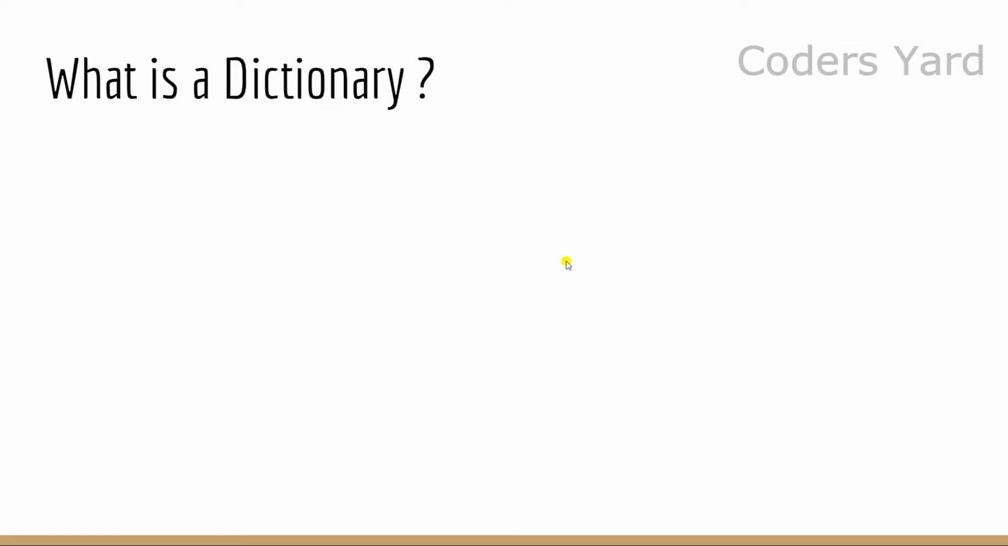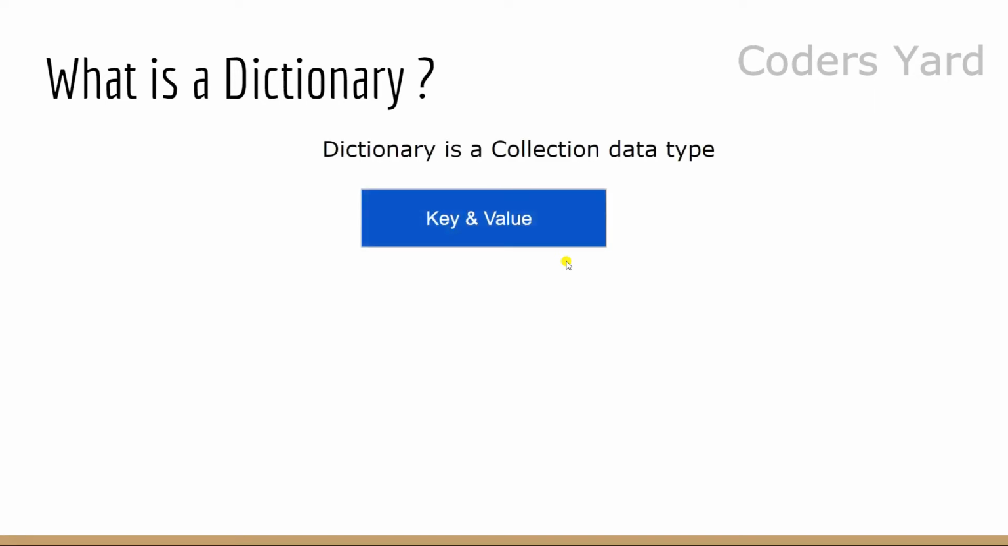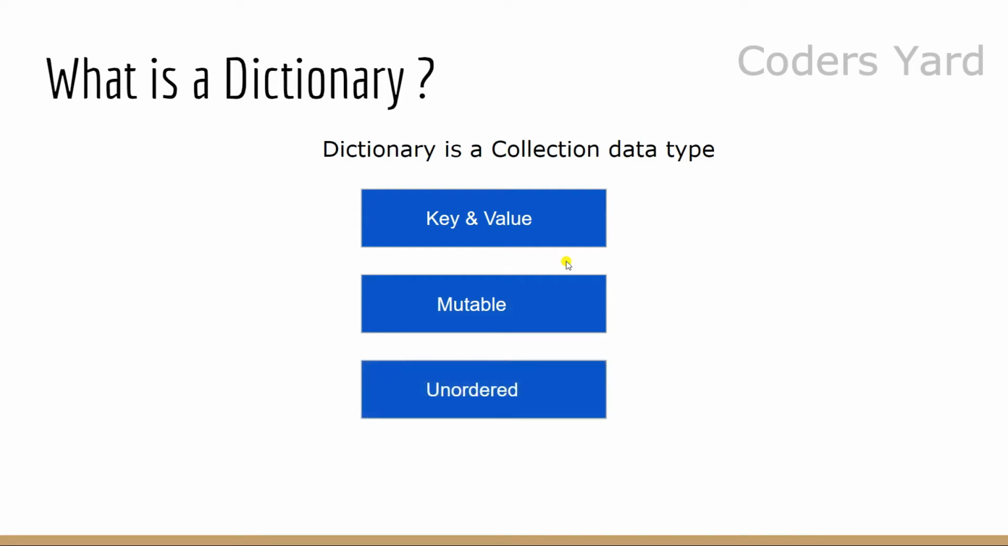So what is a dictionary in Python? A dictionary is a collection data type which has key value pairs, and the keys must be unique, that is you cannot repeat the keys. It is mutable, that is you can change the values of the dictionary, but you cannot change the keys because keys are immutable. It is unordered, that is you cannot follow the indexing and slicing operation inside a dictionary.